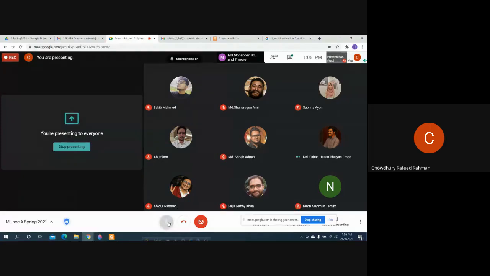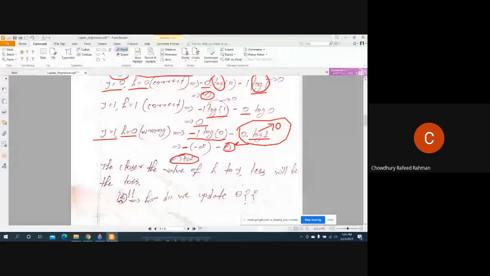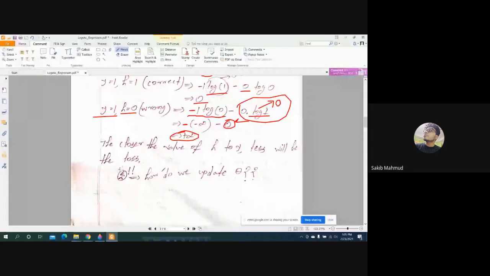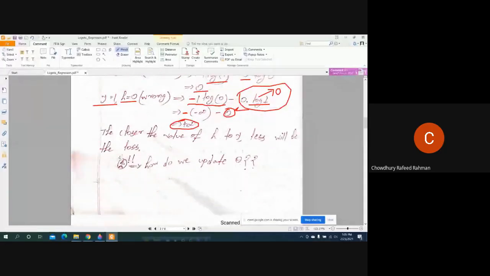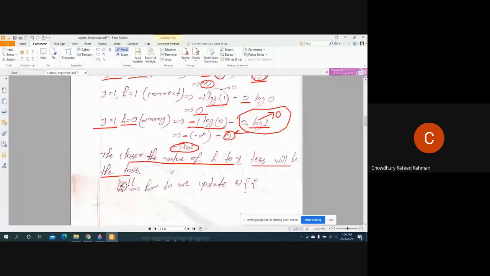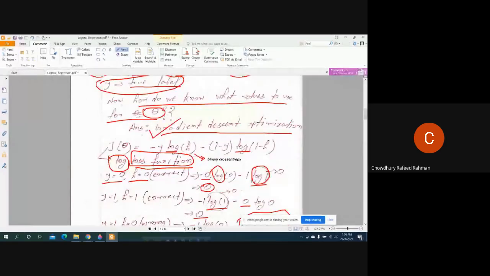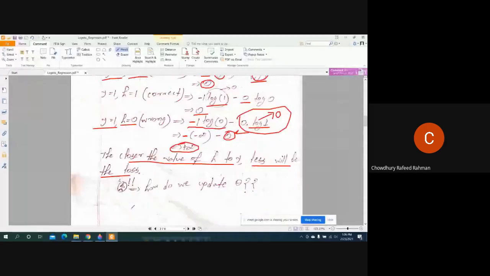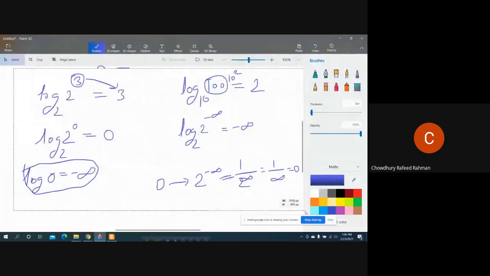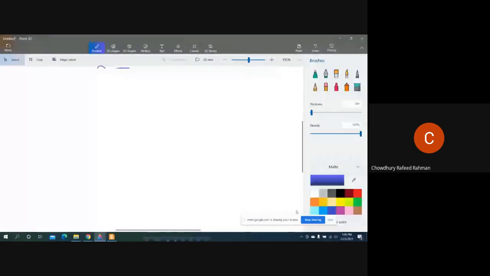Okay, let's start again. Can everyone see my screen? Yes, sir. Okay. So ultimately the conclusion is: the closer the value of h is to y, the less the loss will be. Now there is a very interesting phenomenon with the log loss function. I shall first describe this one, then I shall move on to later pages. Let me just clear this page. Okay, now let me define the log loss function in detail.